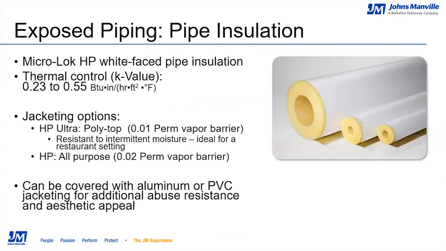All-purpose, or ASJ, all-service jacket, such as Microlock HP, has a 0.02 perm vapor barrier and is a very common choice. The primary difference between these two facings is the polypropylene coating. Visually, the Polytop coating creates a slight sheen to the product, while the ASJ jacket has more of a matte finish. Notably, all pipe insulations can be covered with aluminum or PVC jacketing for additional abuse resistance and aesthetic appeal.